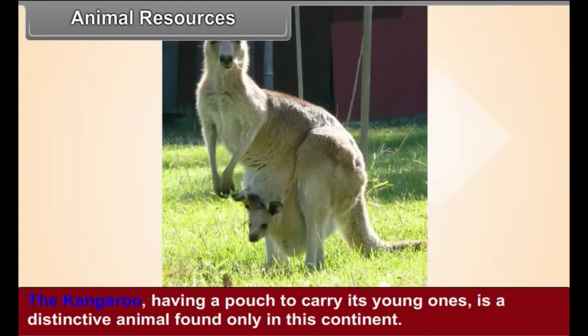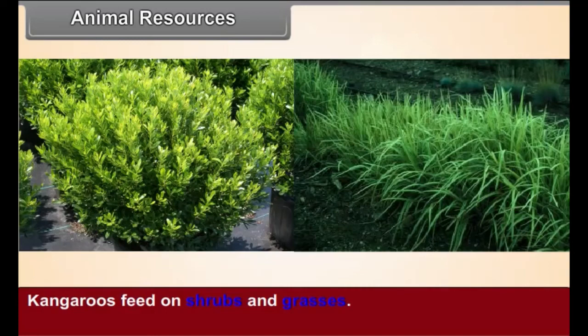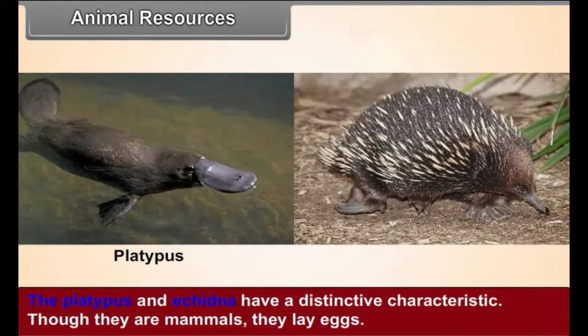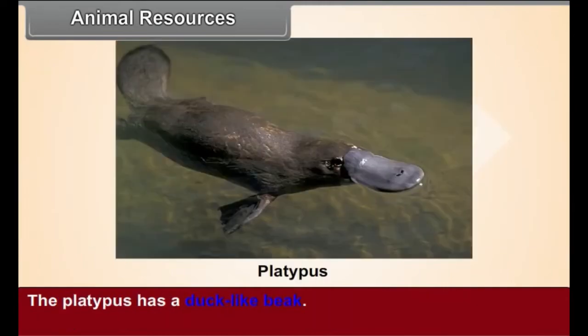The kangaroo, having a pouch to carry its young ones, is a distinctive animal found only in this continent. Kangaroos feed on shrubs and grasses. The platypus and echidna have a distinctive characteristic. Though they are mammals, they lay eggs. The platypus has a duck-like beak.